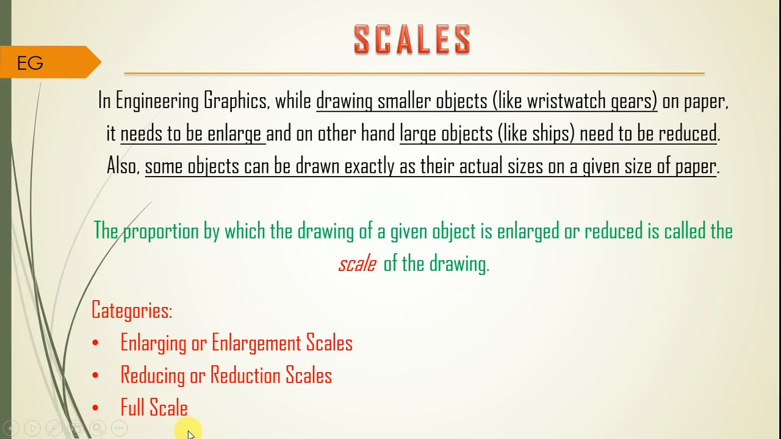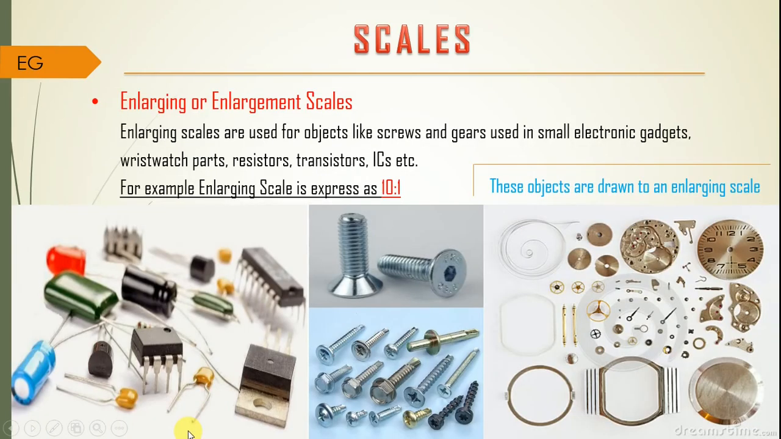So at first let us go for the enlargement scale. Here you have objects which are very small, the screw, then the elements of your watch. Here you find the needles are there, the gears are there, with very small dimensions. Then to this side you have electronic parts, resistor is there, transistor is there, ICs are there. So these small parts with their actual dimension are not possible to construct on a paper. So in that case we are going to enlarge the scale.